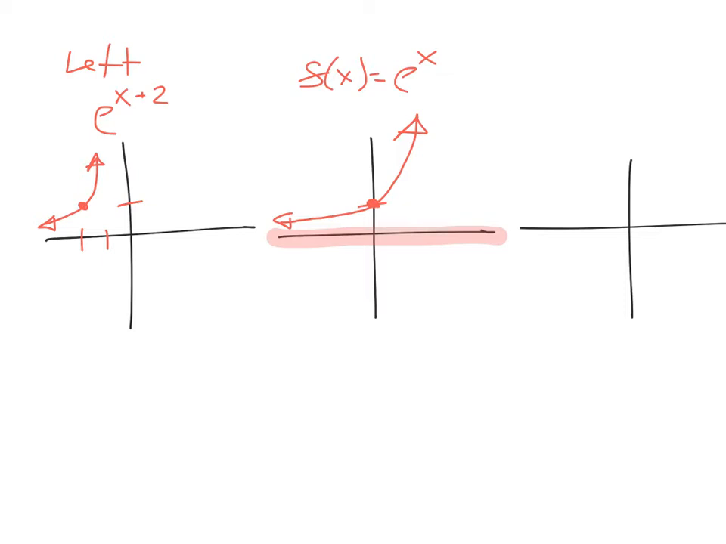Now, if I want to go to the right, I have f(x) = e^(x-2). Then that means I've got 1 and 2. And so, boom, it's right there. And we've got a graph that looks something like that, okay? Now let's talk about the vertical translations.